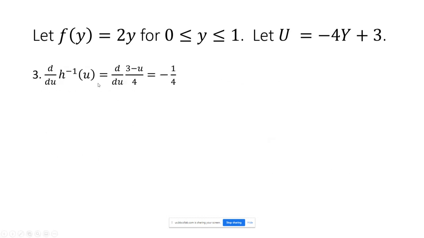All right, so third, we want to take the derivative of h inverse. So we're taking the derivative of (3 minus u) over 4, and that gives us negative 1/4. So try using this to write the density function for u.